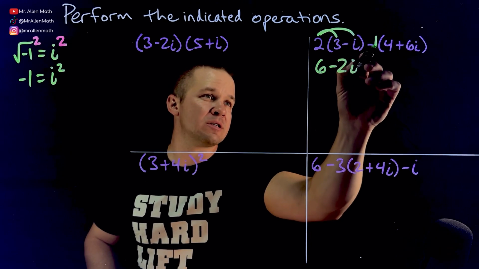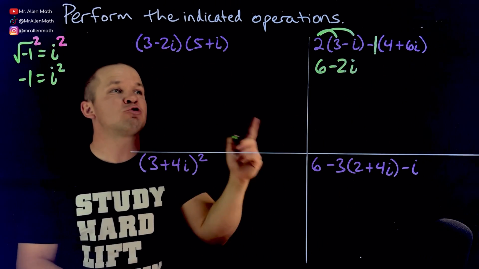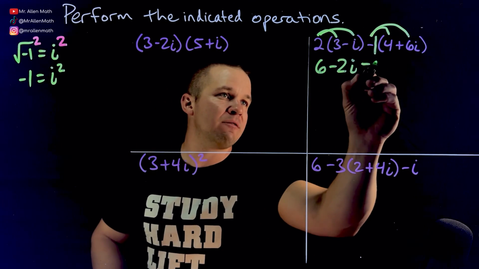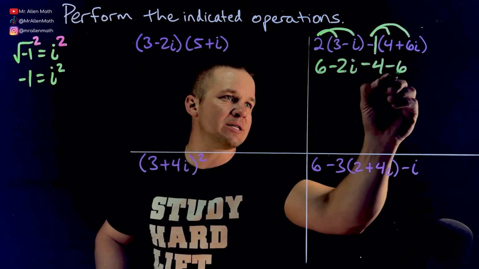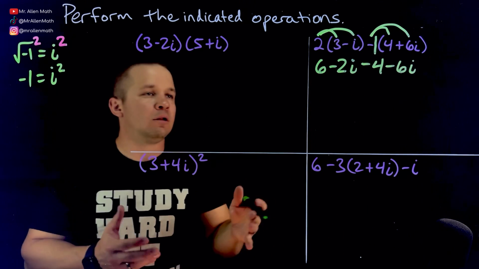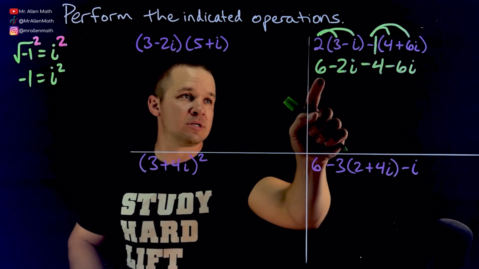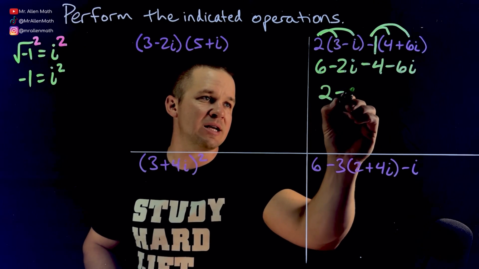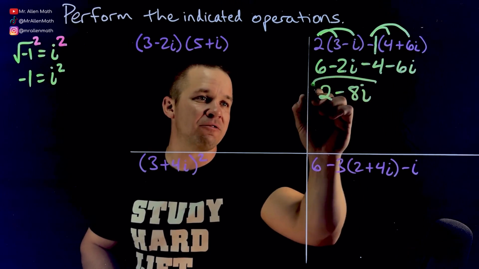And over here, you can think of this as like a -1 right there, right? I got to distribute that negative, or the -1, into the parentheses. And now I have -4, and we have -6i. Lovely. Now I just combine like terms. 6 minus 4 is +2. -2i, -6i is -8i, and that is our final answer.